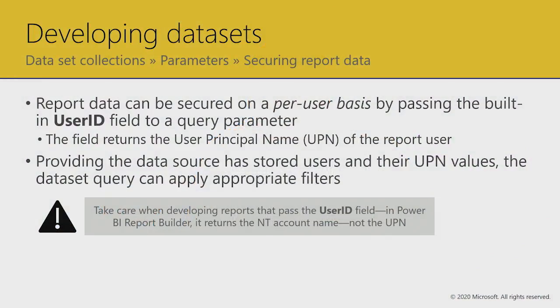Right. So it would imply that your database would know what to do with a UPN. That's right. Remember, it's just a text value. It could be peter.myers@mycompany.com.